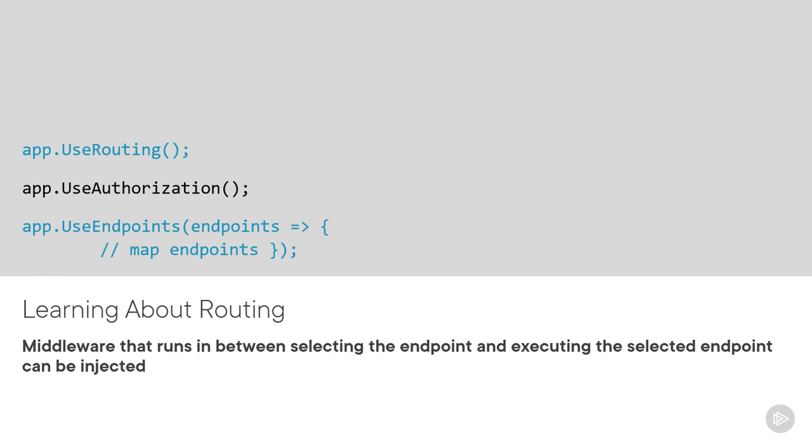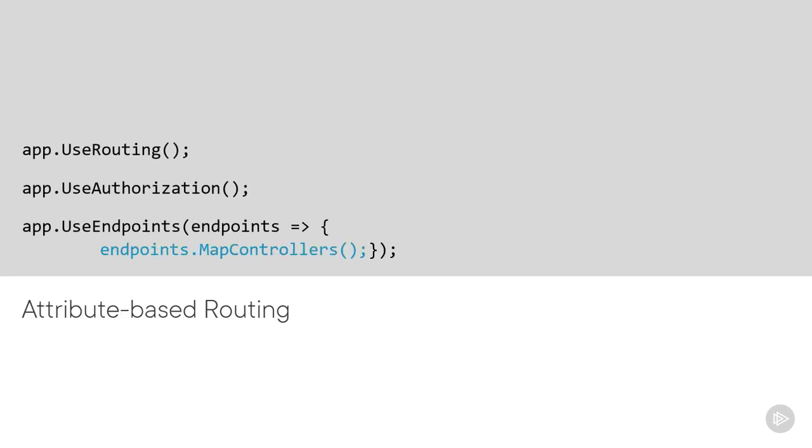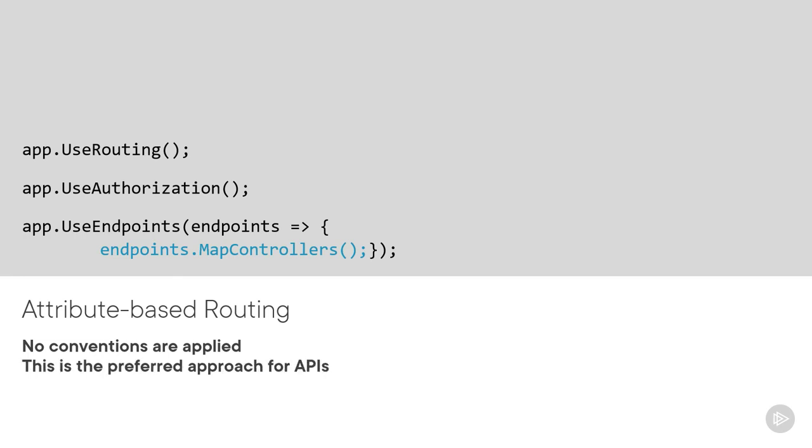We still need to map the endpoints though. There's two ways of setting these up: convention-based or attribute-based. For APIs, attribute-based routing should be used, so we will focus on that. MapControllers adds endpoints for our controller actions, but no routes are specified. In other words, there's no conventions applied. This, as said, is the preferred approach for the APIs.